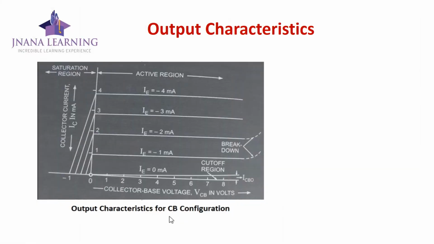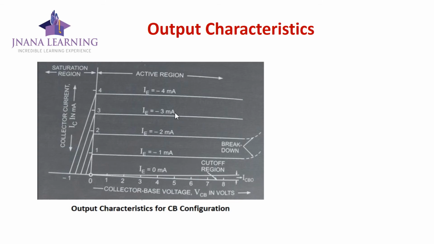So next we move on to the output characteristics for common base configuration. The output characteristics curve is drawn between VCB, that is collector base voltage, and collector current for a given value of emitter current. Here we show the collector base voltage in volts, the collector current in milliampere, and the emitter current also in milliampere. In order to plot this curve, first we keep the emitter current at a constant value, then for different values of collector base voltage we note the values of collector current and plot the output characteristics.